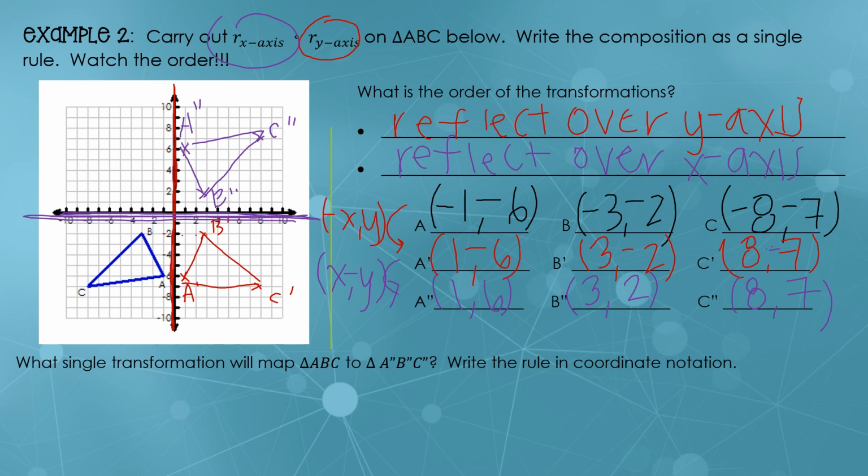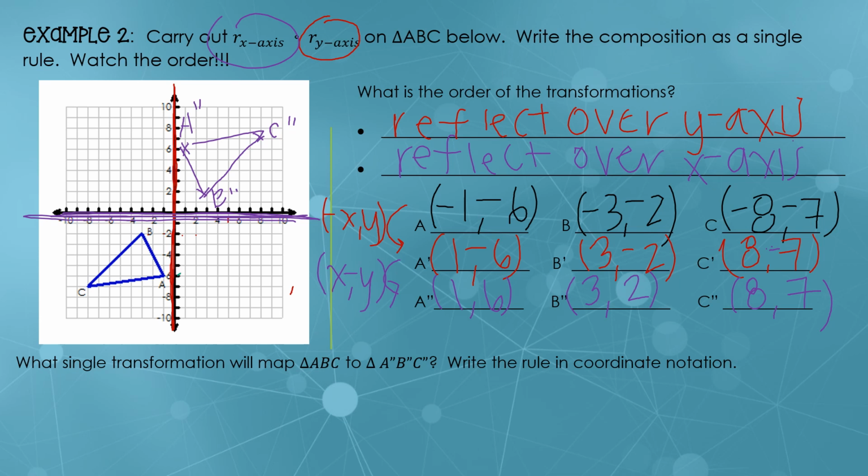I'm going to ask you to do the same thing that you did in the last one. Ignore that middle transformation. How can we go directly from ABC to that final image of A double prime, B double prime, C double prime? Visually, this may be a little bit more difficult. Maybe you think it's a reflection. If you think it's a reflection, look at the orientation.